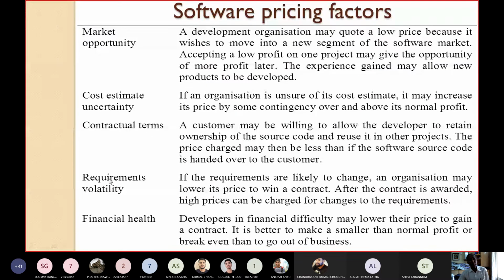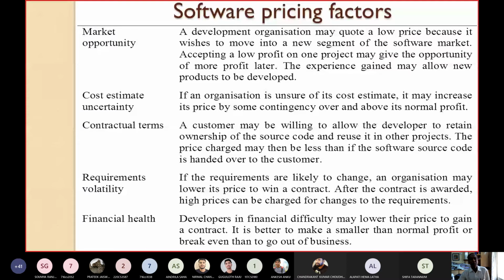Requirements volatility: whether the requirements given by the customer are fixed or they are modifying. Volatile means, just like the volatility of gas, it changes. So the requirements, how frequently they change. If you have everything else fixed, the requirement is frozen, and later the customer comes and says, I want a change in the requirements. Obviously this will affect your price, because you may require more equipment, more manpower, more days to achieve those new requirements. So the cost will also be affected. So this is also affecting the pricing of the software.